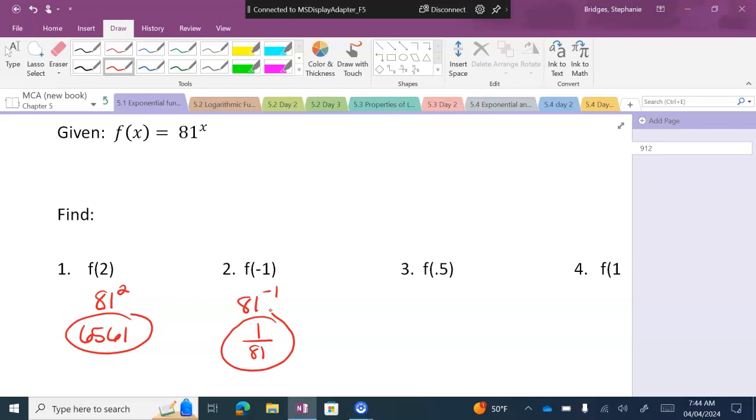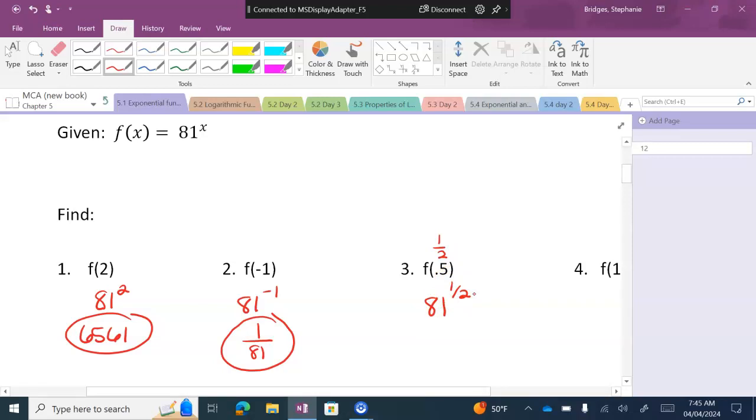What's different about number 3? What is my number in my parentheses? It's 0.5. Well, we don't know how to raise something to the 0.5 power, do we? But we do know that 0.5 is also what as a fraction? 1/2. So what we can do when we plug it in is raise it to the 1/2 power.